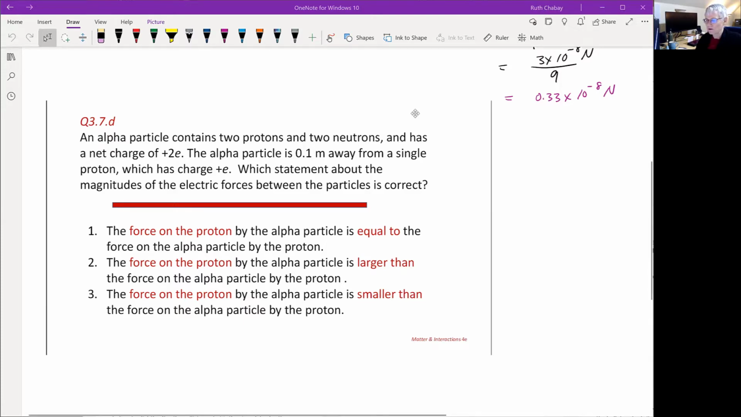And overwhelming, you say that the force on the proton by the alpha particle is equal in magnitude to the force on the alpha particle by the proton, and that's absolutely correct. So you nailed that one.